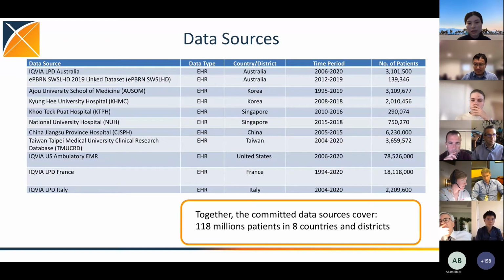Here we use 11 EHR data sources, mainly from the Asia Pacific countries. Many of these data partners are first-time joiners of the OHDSI community. So we mobilized them using the LEGEND hypertension principle that Anna just described, and I will also talk about some lessons learned from this new collaboration. Altogether, these 11 data sources cover 118 million patients across 8 countries and districts. Next slide.